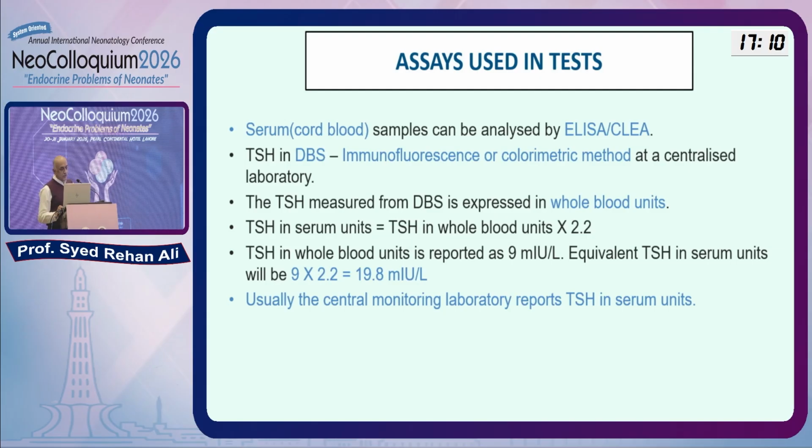Now, the usual assays used in the test: serum and cord blood samples are analyzed by ELISA and CLIA, and dried blood spots by immunofluorescence and colorimetric methods. Just to show you how they measure, TSH measured from DBS is expressed in whole blood units, and the TSH in serum units equals the TSH in whole blood times 2.2. So if the TSH in whole blood units is reported as 9 milli-international units per liter, the equivalent TSH serum unit will be 9 times 2.2, which we normally see in laboratory monitoring. When they give us the result, they give it in serum units, not in whole blood units.